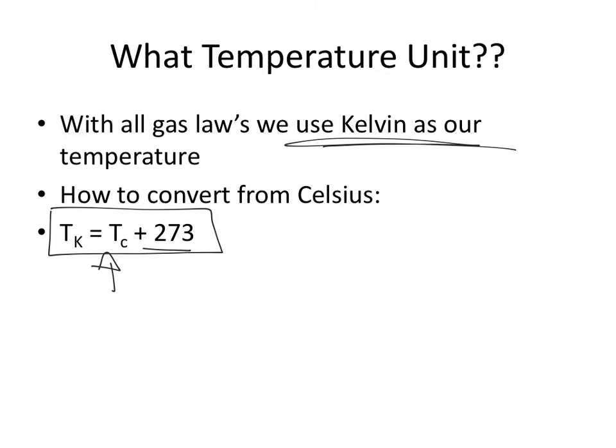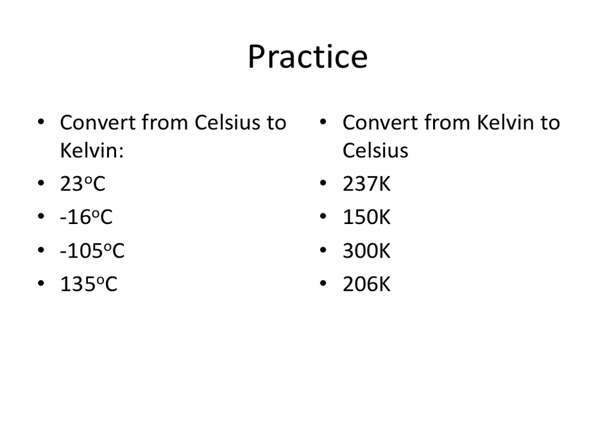To go the other way, so if we want to find the temperature in Celsius, we would take the temperature in Kelvin and just subtract 273. So let's have you try that, with Celsius going to Kelvin and then Kelvin to Celsius. So for 23 degrees Celsius going to Kelvin, we're going to add 273. And so that is 296 Kelvin. So let's have you try the next three.